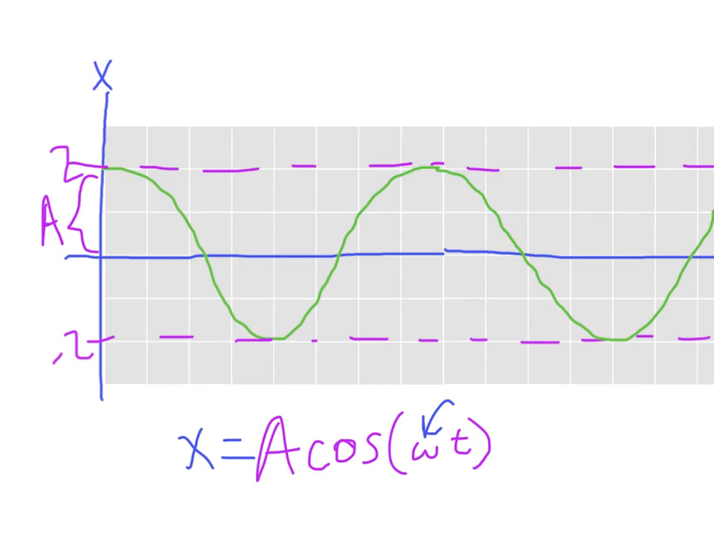Omega here is the angular frequency, which is a special type of quantity that represents the number of oscillations per time. The angular frequency is equal to 2 pi, which is the distance in radians around a circle, divided by the period, T. The period is the amount of time required for a single oscillatory cycle to occur, so that is the amount of time for one wavelength to pass.